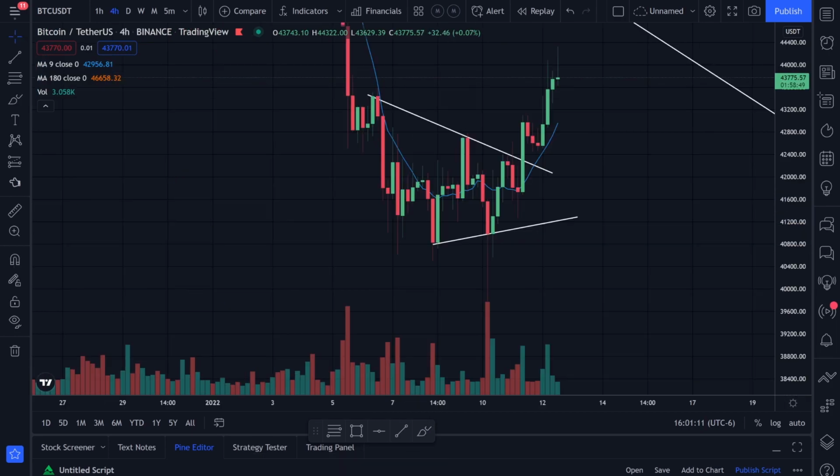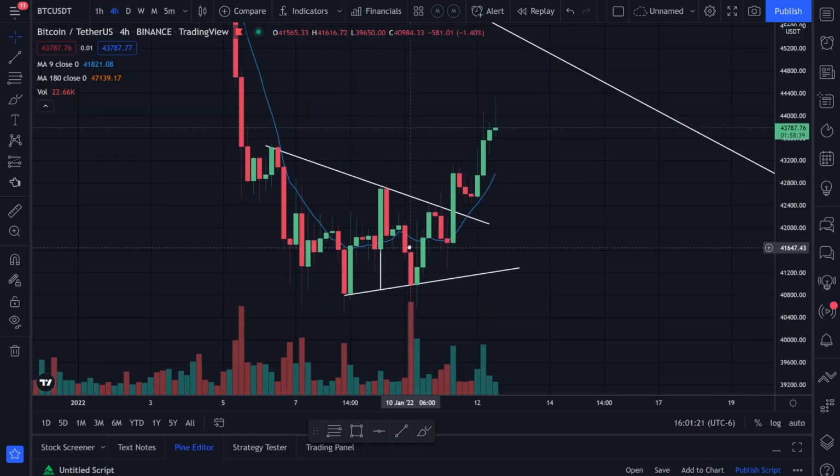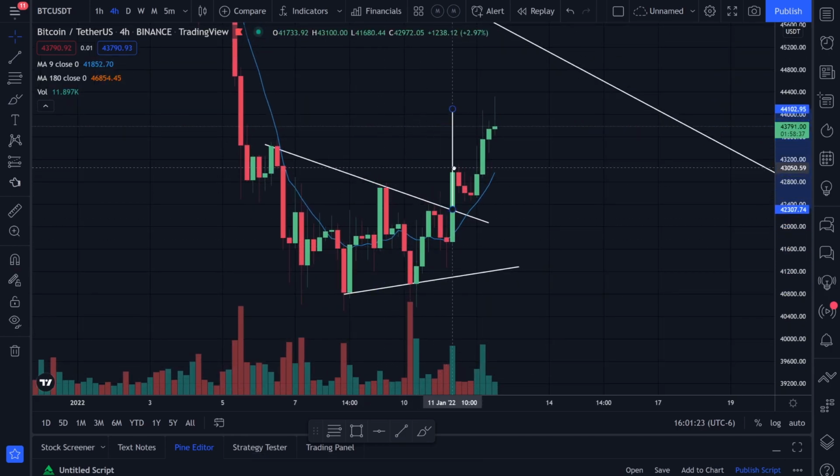Okay, so let's talk a little bit more about selling. We have this triangle pattern right here. We got a breakout to the upside, and like I said, we were targeting from the top to the bottom of this triangle pattern. We were dragging this to the breakout, and we had a target of 44,100 approximately. This is another spot that we could potentially sell at. We could put a limit order right here.